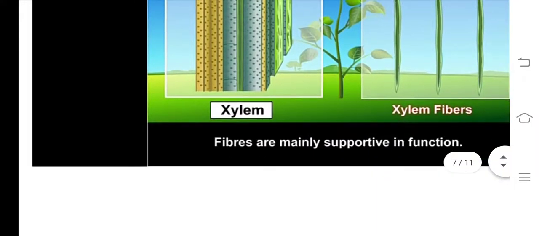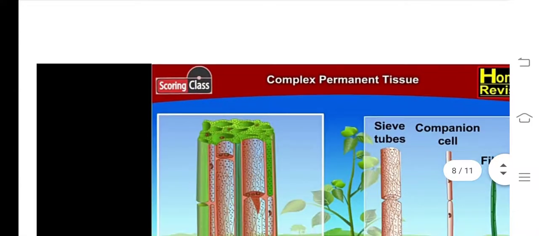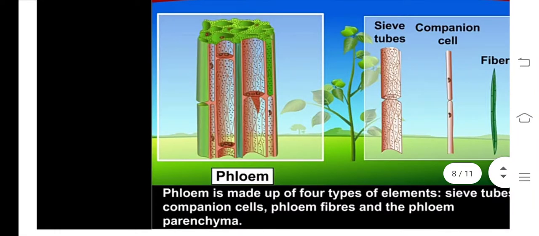Now we can move on to another type of complex permanent tissue. Which one is that? Phloem. Very important, children. Phloem is a type of complex permanent tissue. Then what are the parts of the phloem? Clear? For xylem, you have to remember one phrase: water conducting tissue. If anybody asks what you know about xylem, you are supposed to say it is a water conducting tissue and a complex permanent tissue.